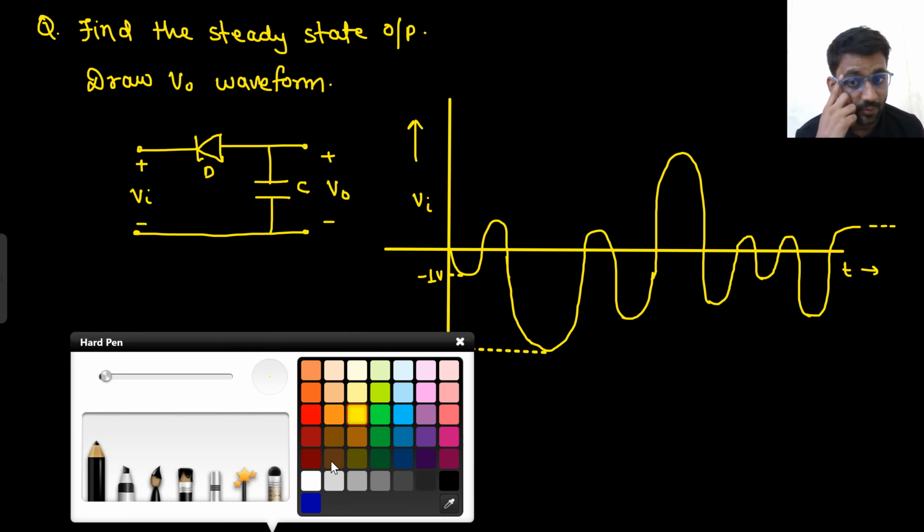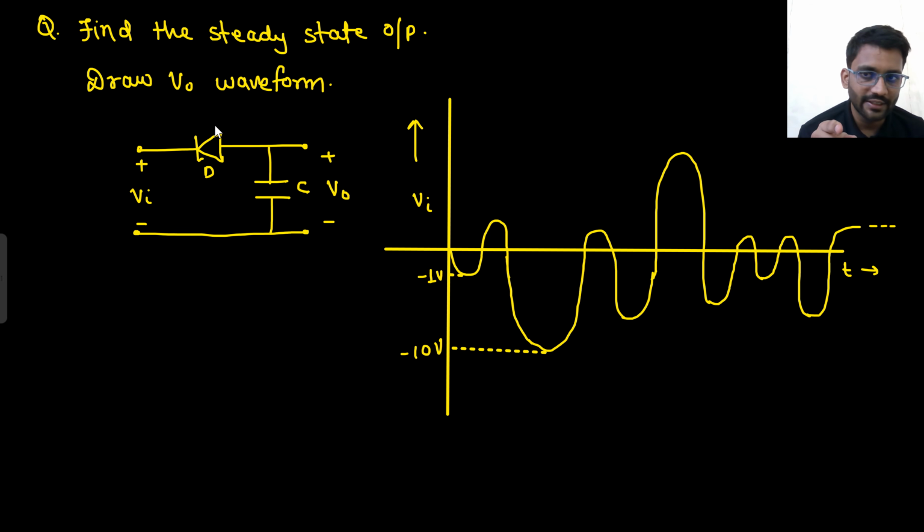So how will the waveform go? What will happen? First, negative voltage is there. If negative voltage is there, that means the diode will be turned on and it will follow the input. Until minus 1 volt, it will charge. And when we are having minus 1 volt here, that means this potential will be minus 1 volt.